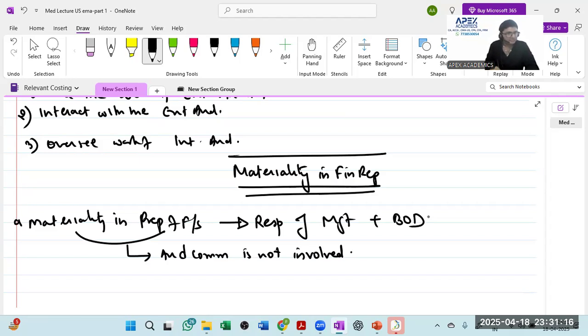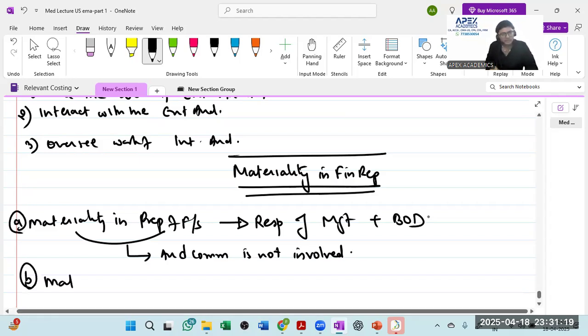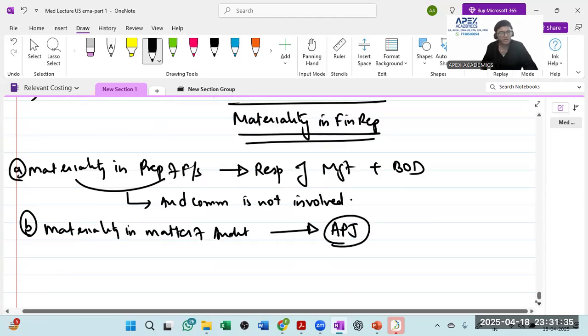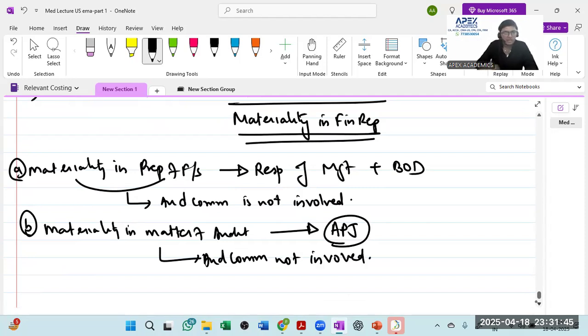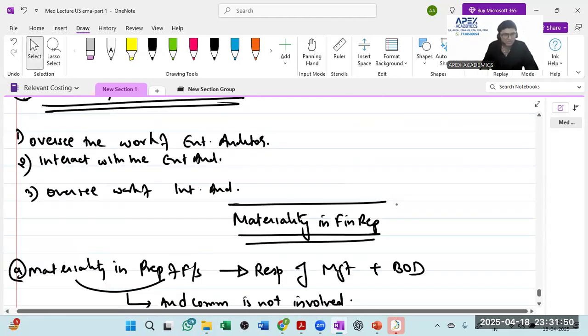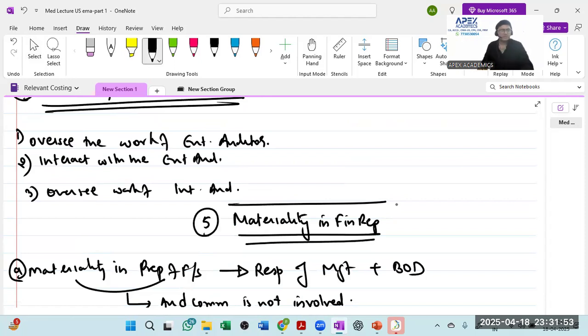The audit committee is, sir, materiality in matters of audit. Sir, auditor's professional judgment. Over here also, the audit committee is not involved. Please keep that much in mind. So this was the fifth point.